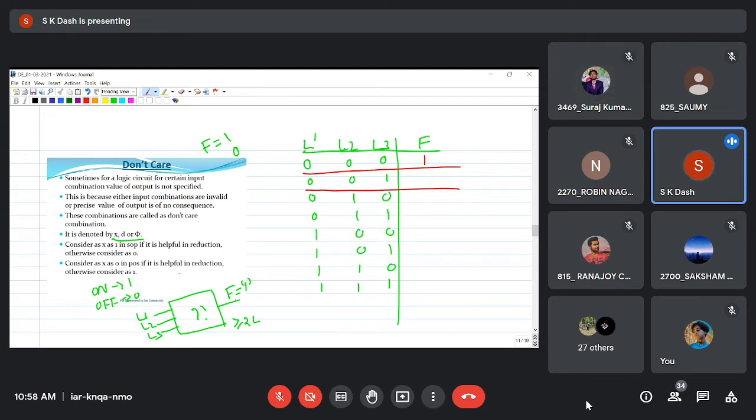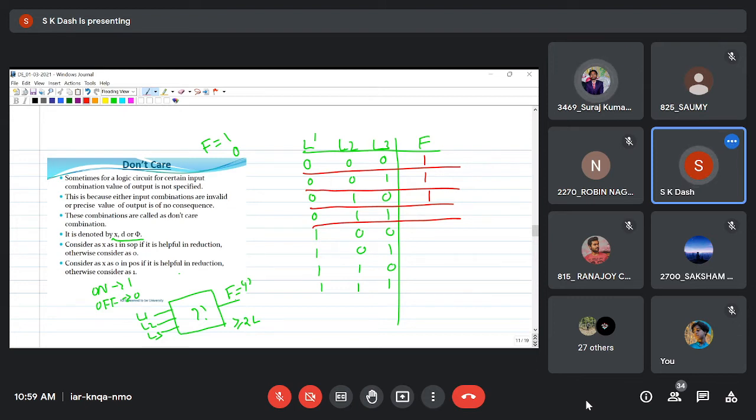Next example. How many LEDs are on? 1. L3 is on, a single LED. What happens to light intensity? There is not sufficient light. Not sufficient light means what happens to the output? It will be 1. The alarm will be activated. 0 1 0: again 1. Great.